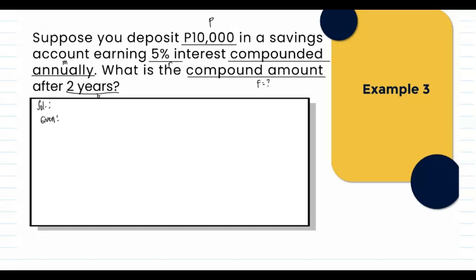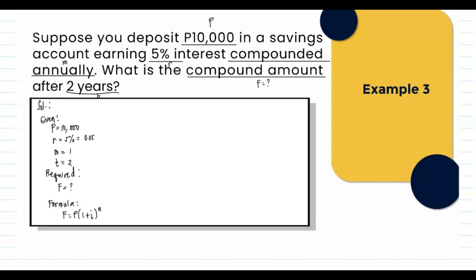So, we are going to do the same thing, right? Take note of this one. P is equal to 10,000. And then there is 5%, which is 0.05. And then, M there is going to be 1. And then, T there is going to be 2. Then, what is required, or what you are asked to find, is going to be our F. And obviously, the formula that we are going to use is for the compound amount, which is F is equal to P times 1 plus i raised to n.